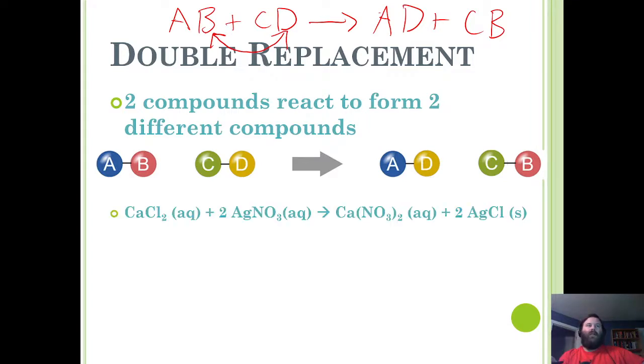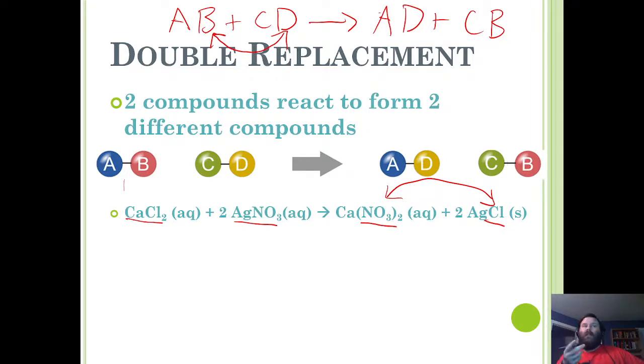Okay, so examples of this are, we've got some calcium chloride and silver nitrate, and the nitrate polyatomic ion and the chlorine swapped with one another, and the silver and calcium stayed in place. That was a double replacement reaction.